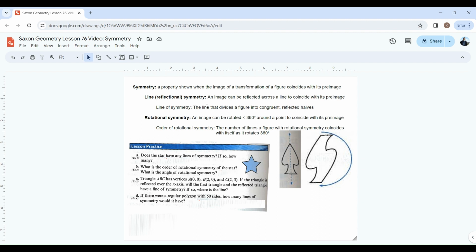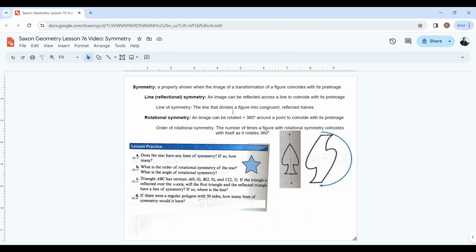A line of symmetry is the line that divides the figure into congruent reflected halves. That's this line here, and then I can reflect across this line. So as a line of reflection, this is also a line of symmetry because when I do the reflection, the figure looks exactly the same. It coincides with the pre-image.